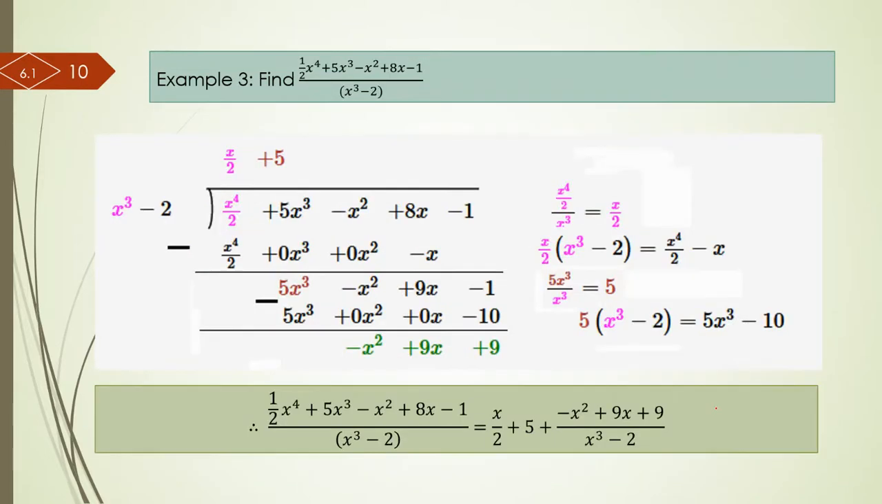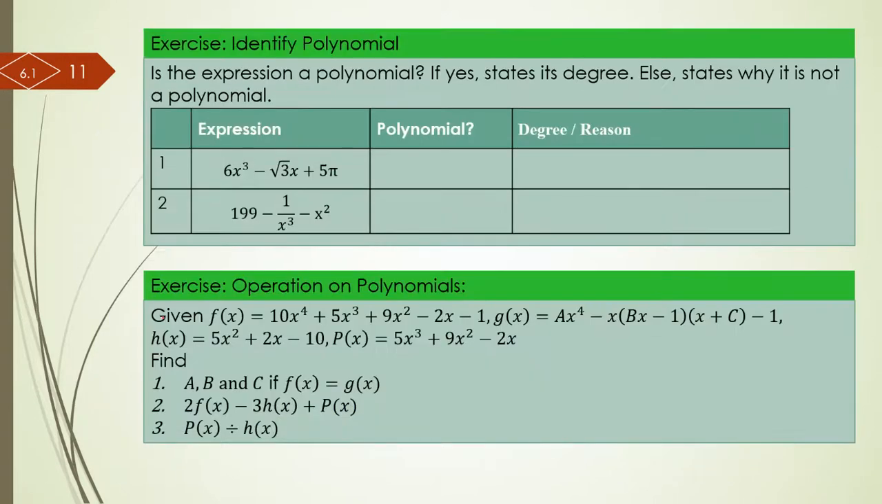Now the next example is just to show you that the quotient does not necessarily have to be a whole number. Let's say you have 1 over 2 x to the power of 4, or we can say it's x to the 4 over 2. So we multiply by x over 2 and you will get x to the 4 over 2. The process is still the same, and you need to always check when to stop: when the degree of the remainder is lower than the degree of the divisor. This one is the exercise which I'm going to discuss during the class.